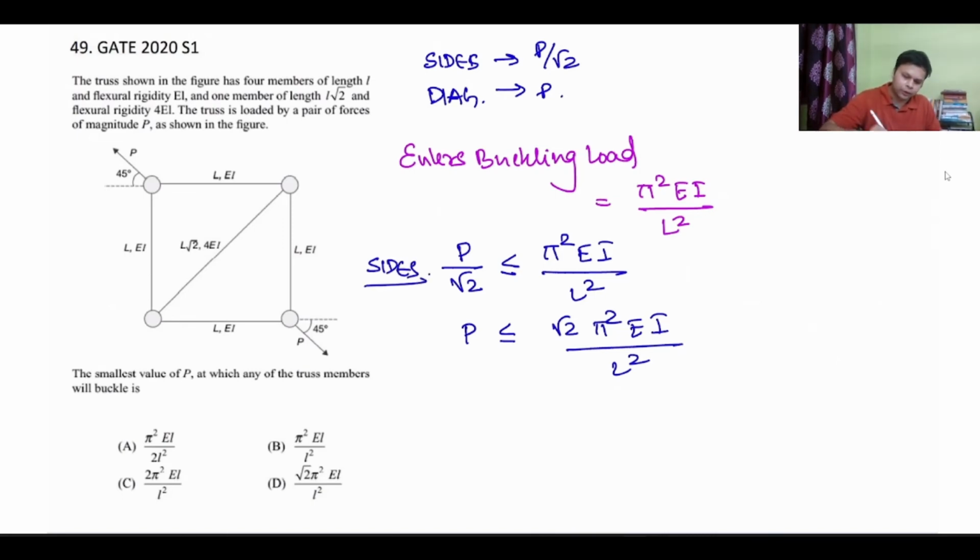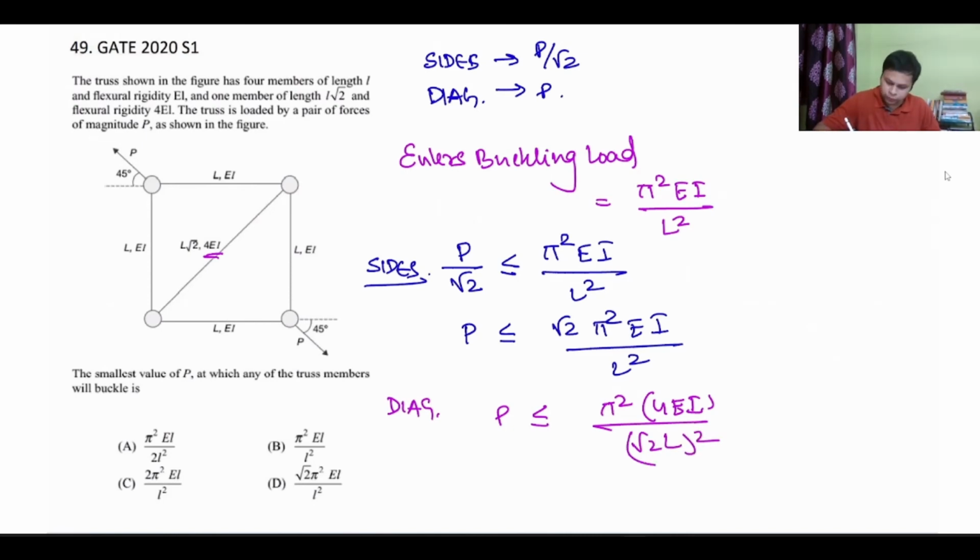Now if I consider the diagonal, P should be smaller than or equal to pi square times 4 EI, because the flexural rigidity is given as 4 EI, divided by root 2 L whole square, because the length is also root 2 L. So the force P should be smaller than or equal to 2 pi square EI by L square. This is the maximum load that can be applied without buckling.